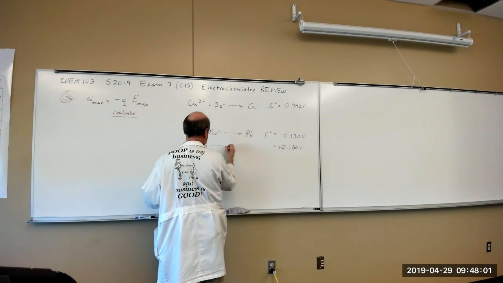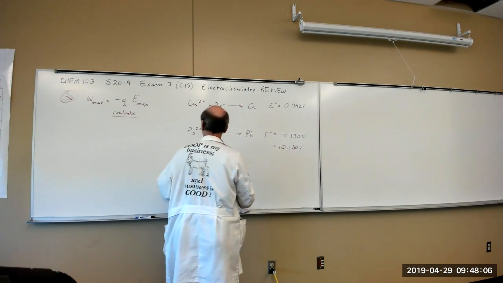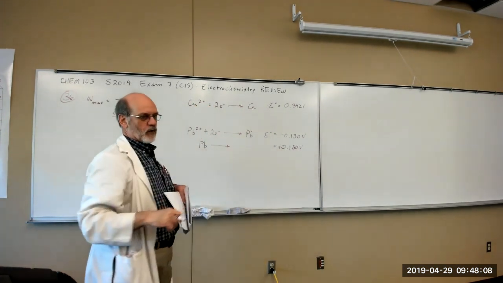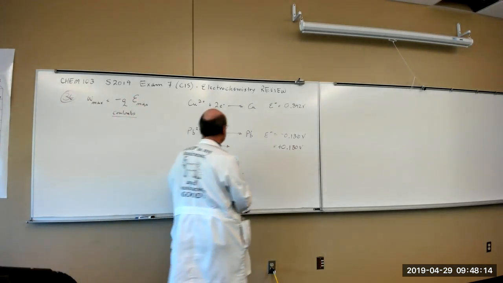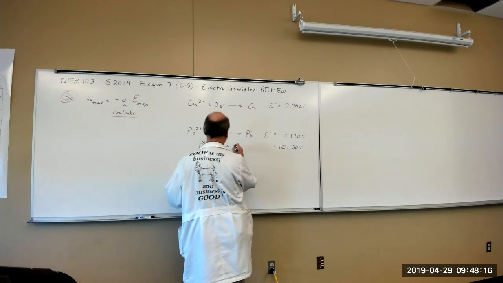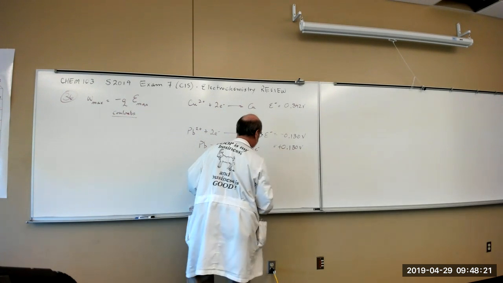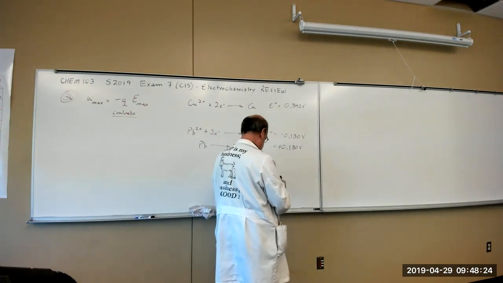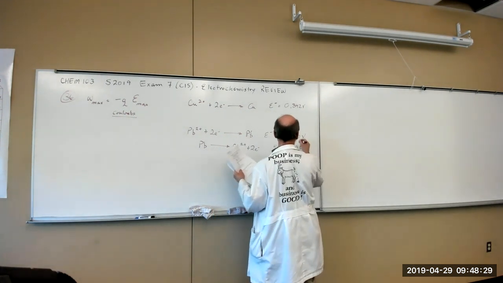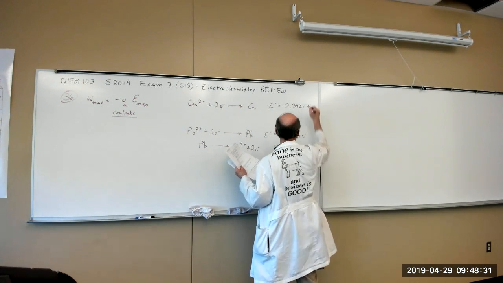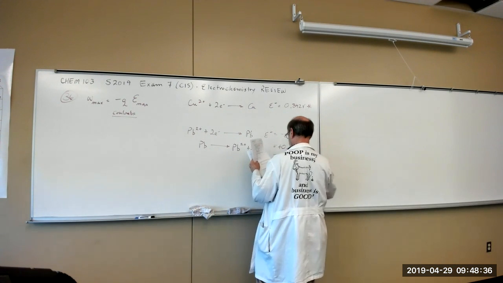Why do we want it written so that it is spontaneous? Well, that's so it'll be a battery. You can't get any work out of a non-battery. It has to be spontaneous, or we can't get work out of it. So the voltage then for this cell is going to be this one plus that one, which is 0.472 volts.